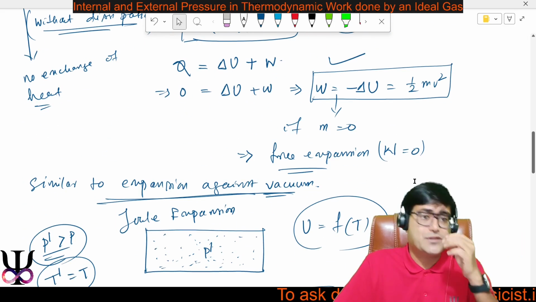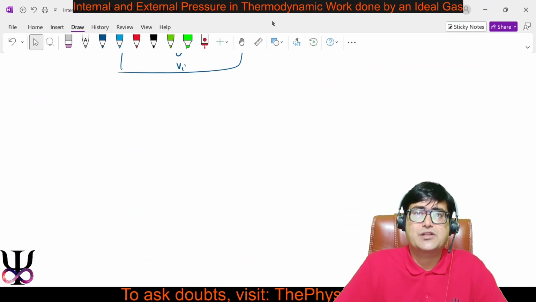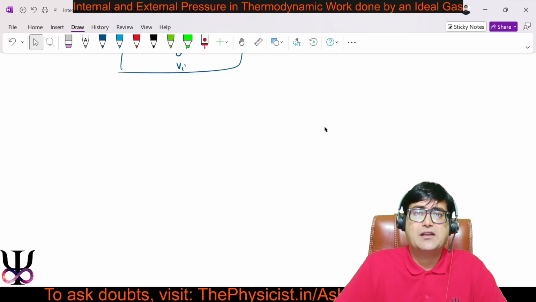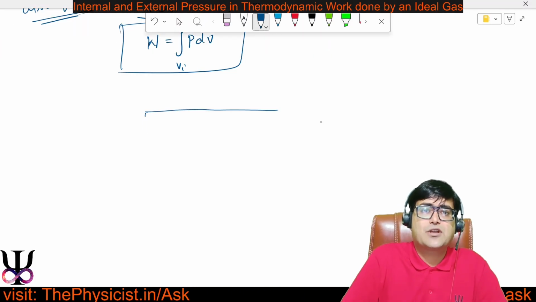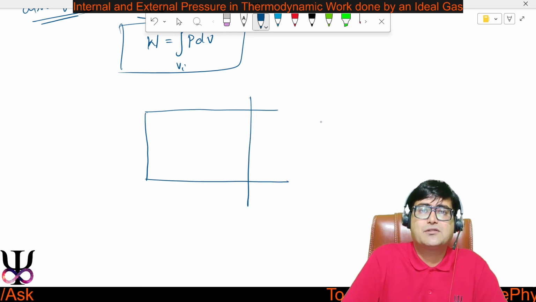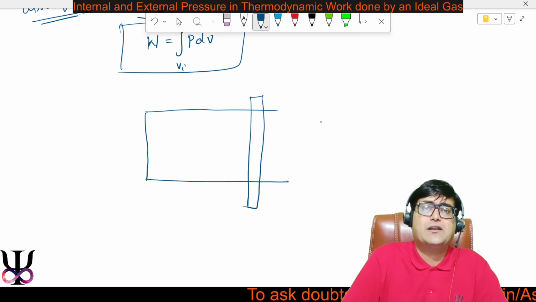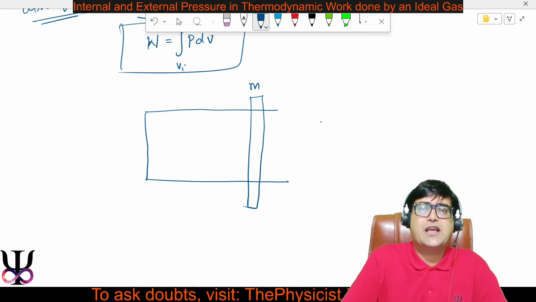Now, what happens? Imagine there is another popular question, right? I'll just mention that. Okay, let me give you this example. Some students have this problem. Imagine I have a piston, right? I have a piston here. Let's suppose the mass of the piston is m.